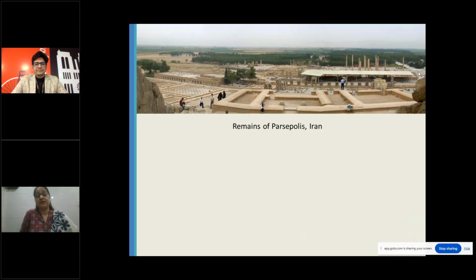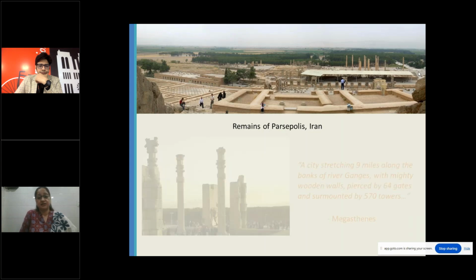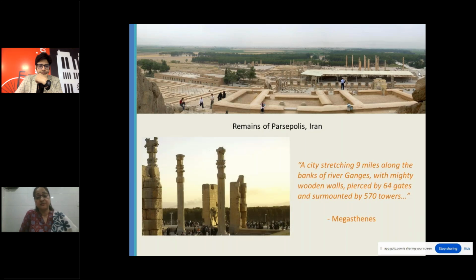Moving on to the Mauryan time period, which is 3rd century BCE. These are remains of Persepolis in Iran. Now, when we talk about India, India did not really have the same boundary as you have today. It extended from Afghanistan up to central India. Now, why I'm showing you these remains in Persepolis is because when you read a historical record like the one which is written by Megasthenes, he talks about the court of Chandragupta Maurya, which was in Patliputra.